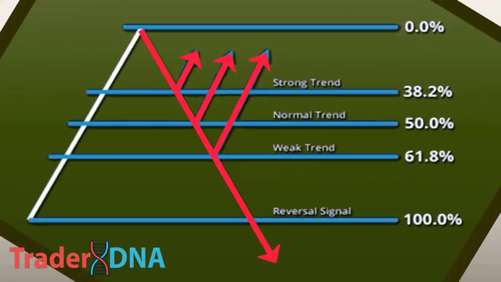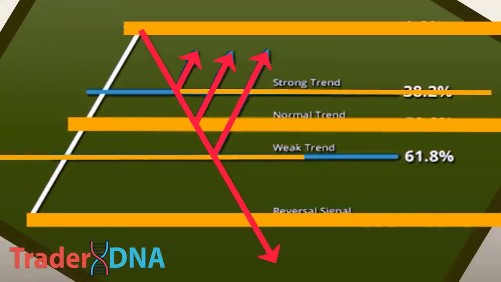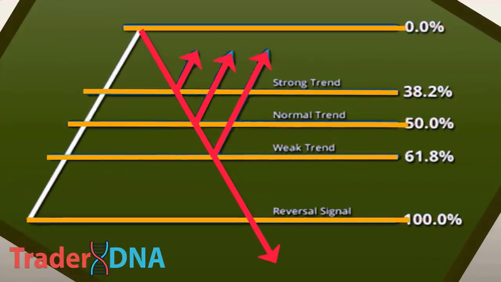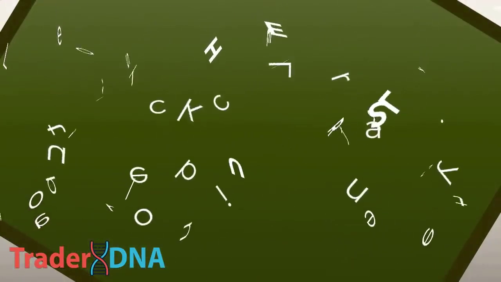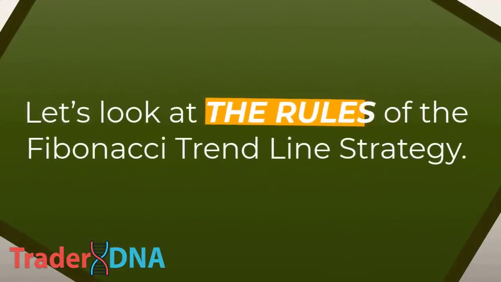Forex traders identify the Fibonacci retracement levels as areas of support and resistance. Because of this, these levels are watched by many traders, which is why this strategy could be a difference maker to your trading success. Since we know some information about the Fibonacci retracement, let's look at the rules of the Fibonacci trendline strategy. Rule number 1.